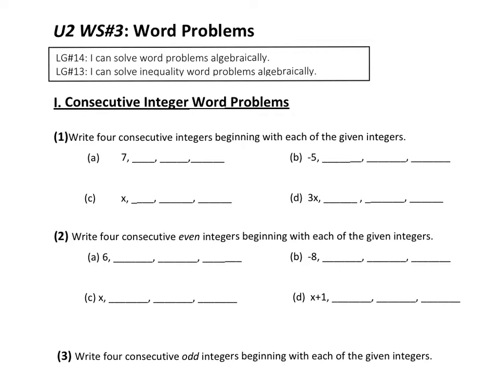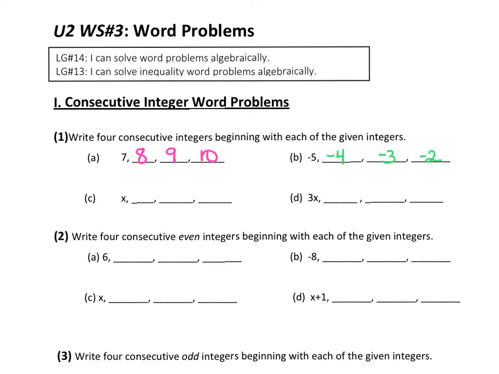So number 1, write 4 consecutive integers beginning with each of the given integers. So A, 7, next comes 8, then 9, and then 10. Not so bad, right? B, let's start on the negatives. So negative 5, the next that will follow will be negative 4, then negative 3, then negative 2.